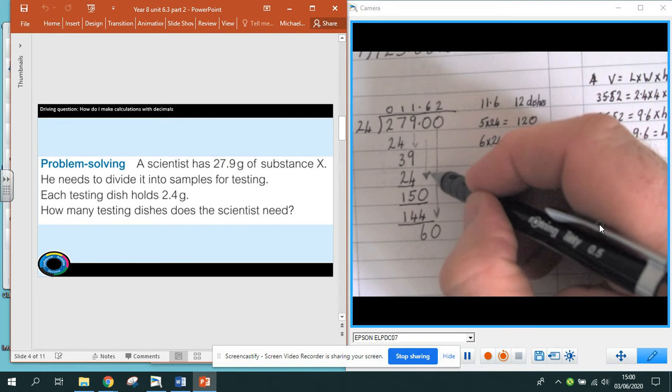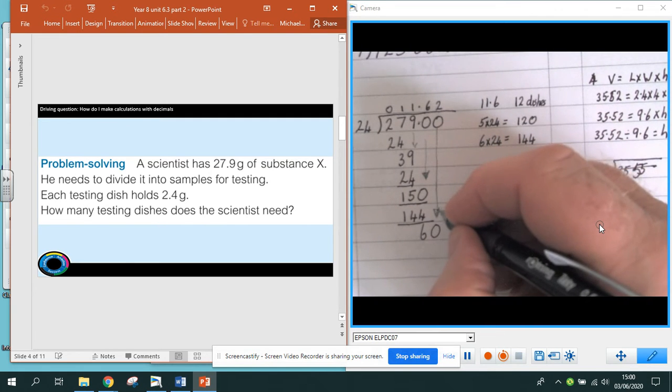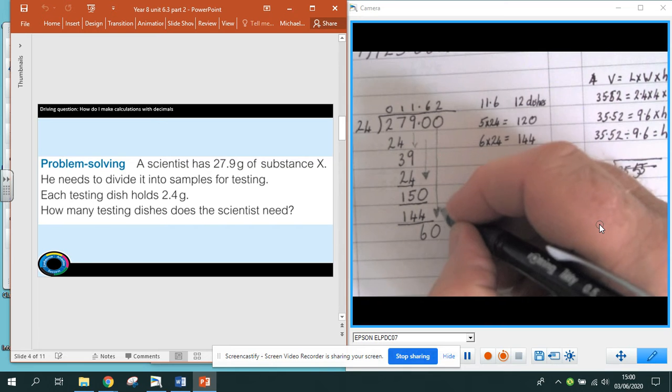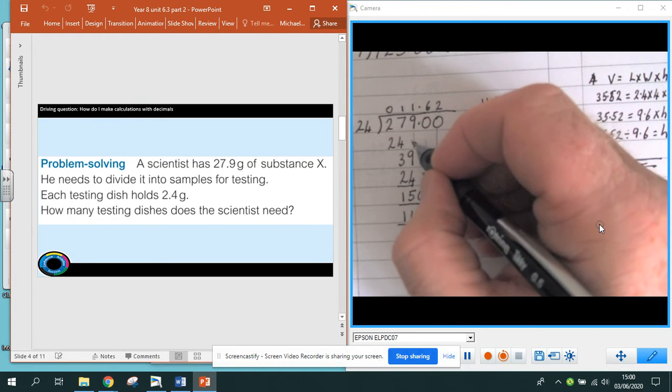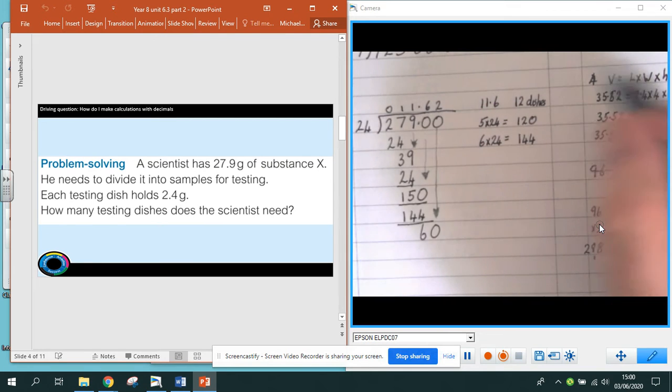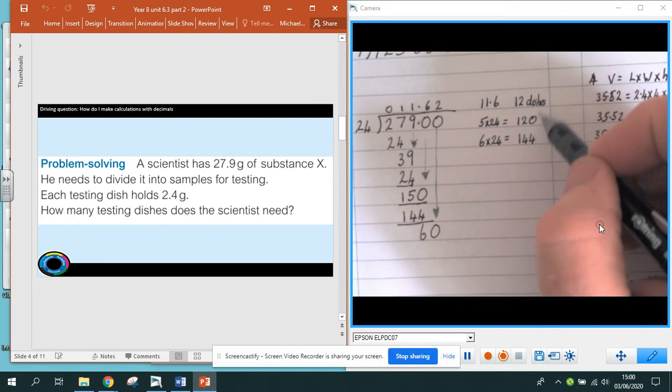Can you get such a thing as 11.6 dishes? No, you can't. You either have 11 dishes or 12 dishes. If you wrote either 11 or 12, I will accept that. Not 11.6. It must either be 12 dishes or 11 dishes.